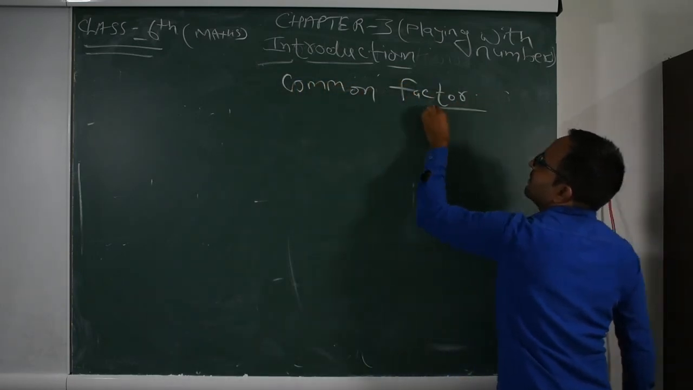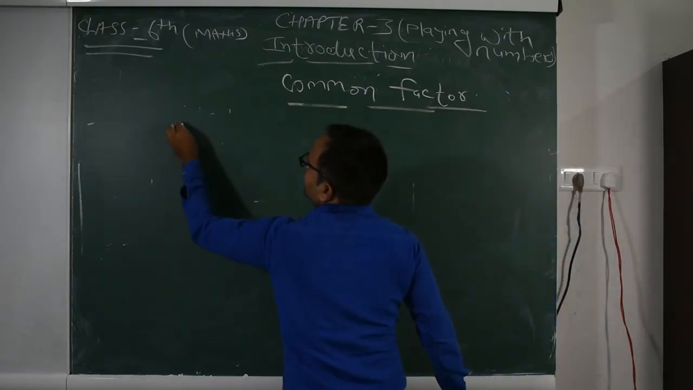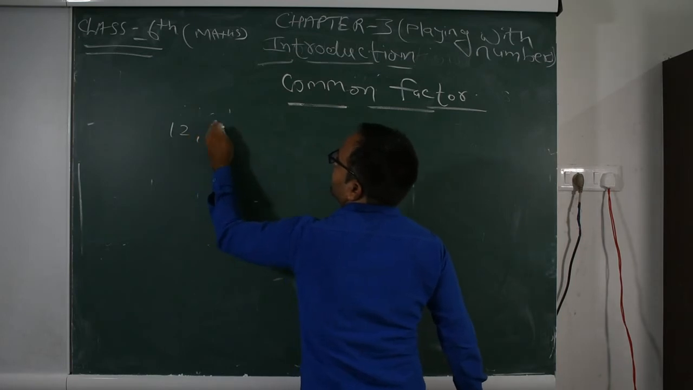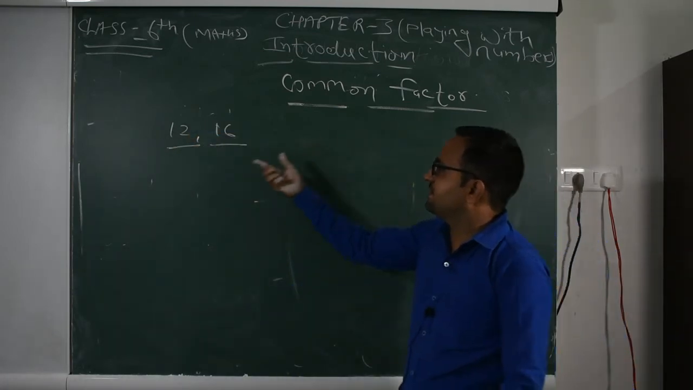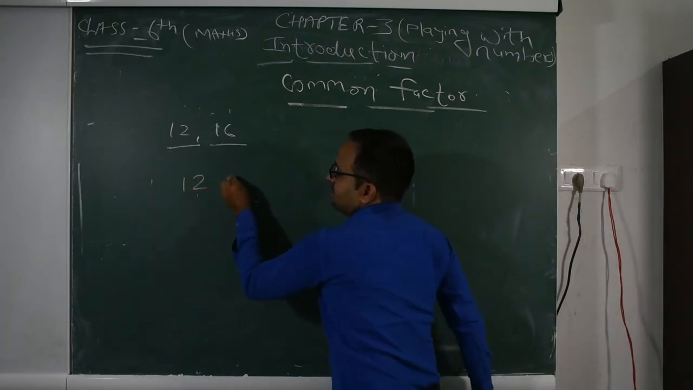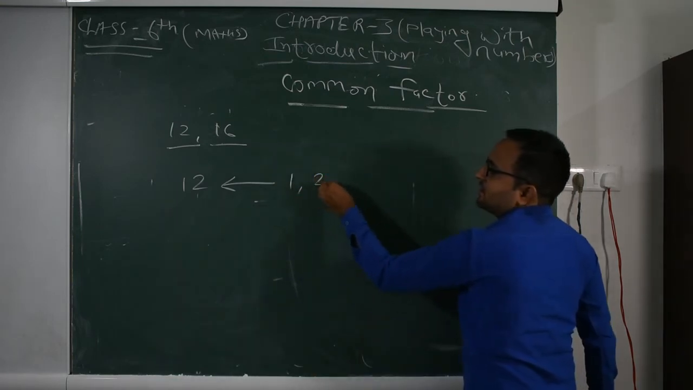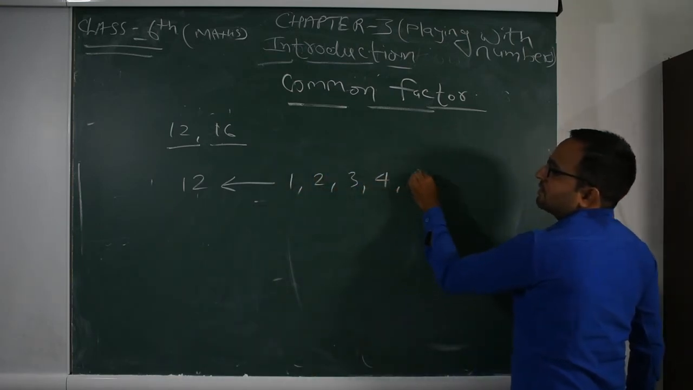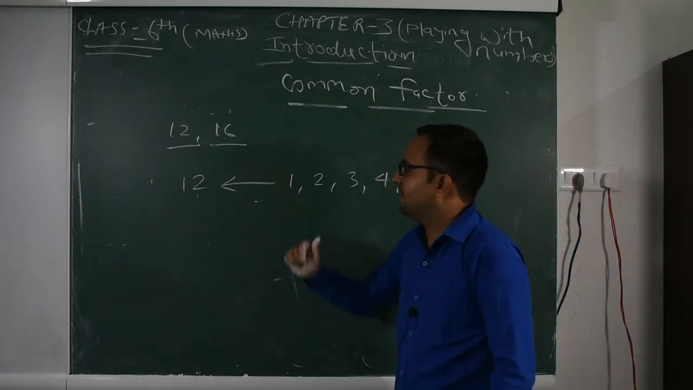Common factor. If you have two numbers, 12 and 16, first we find the factors of each number. So first we find the factors of 12: 1, 2, 3, 4, 6 and 12. This is the factor of 12.